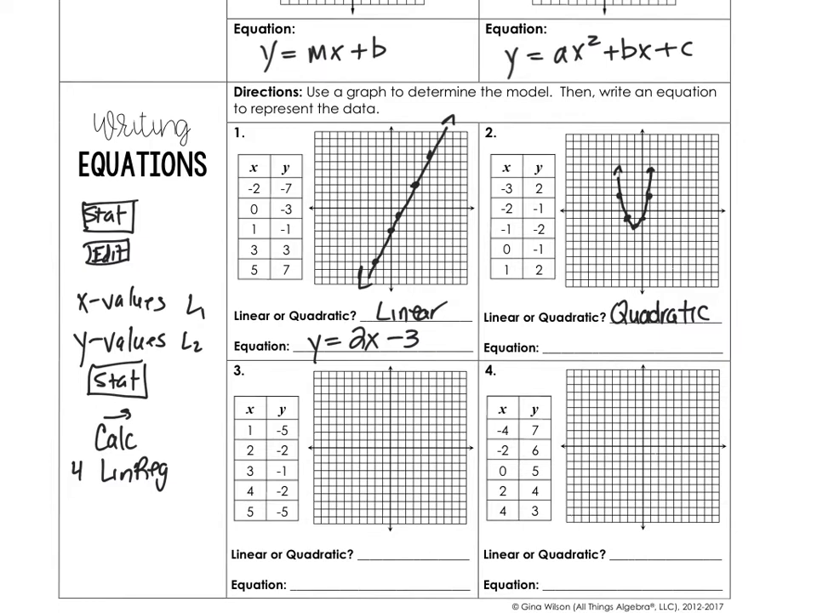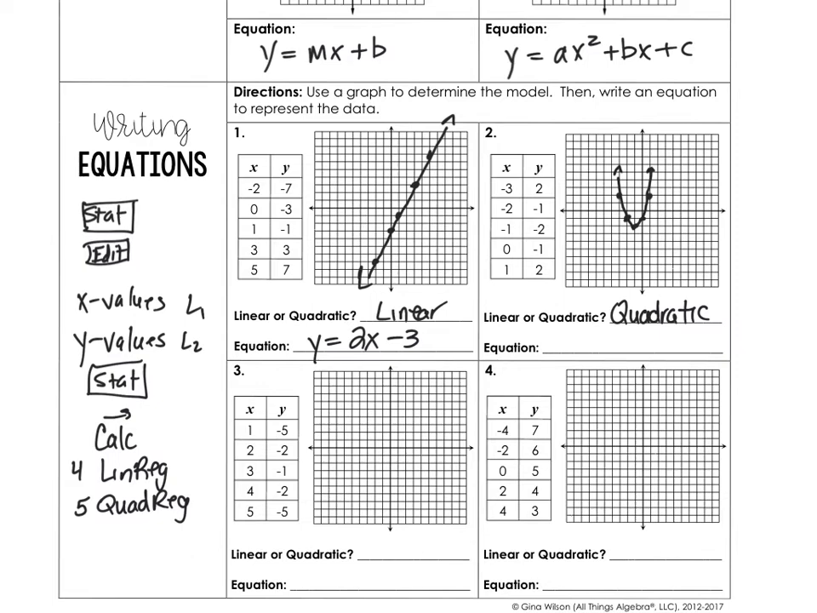And now I'm gonna go ahead and put these points into my L1 and L2. And just for time purposes, I want you guys to know that you can just type right over the old points. You don't have to erase them first. So go back, stat, edit, and then put all the X values in your L1, all the Y values in your L2. And then this time, we are going to be choosing number 5, which is quadratic regression.